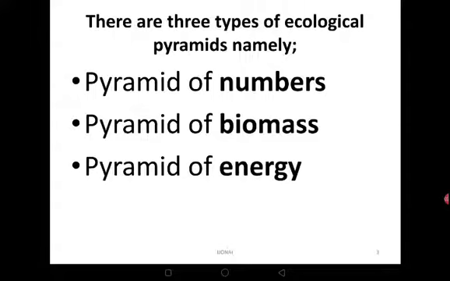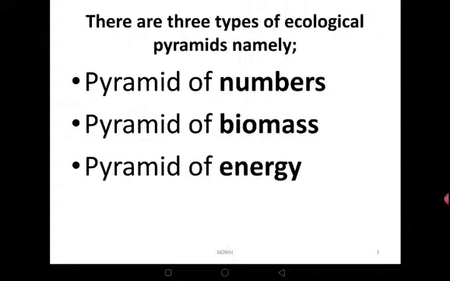In fact, if you are to forget anything else, you should not forget that there are three types of ecological pyramids: numbers, biomass, energy. Pyramid of numbers. I don't know whether you're imagining what this means. The pyramid, but we are talking about numbers, comparing numbers of different trophic levels. Then biomass. We are going to compare the biomasses at different trophic levels and put them in a pyramid, in a graphical form. Then we have the pyramid of energy. We shall also look at the flow of energy from one trophic level to the other.